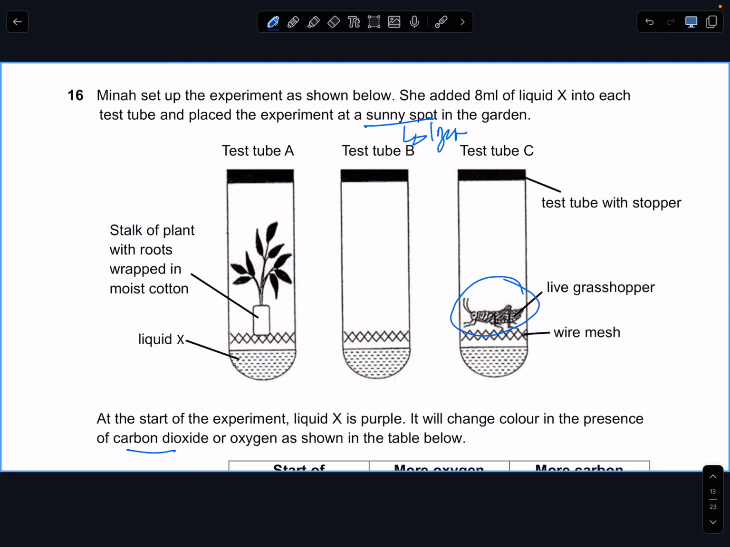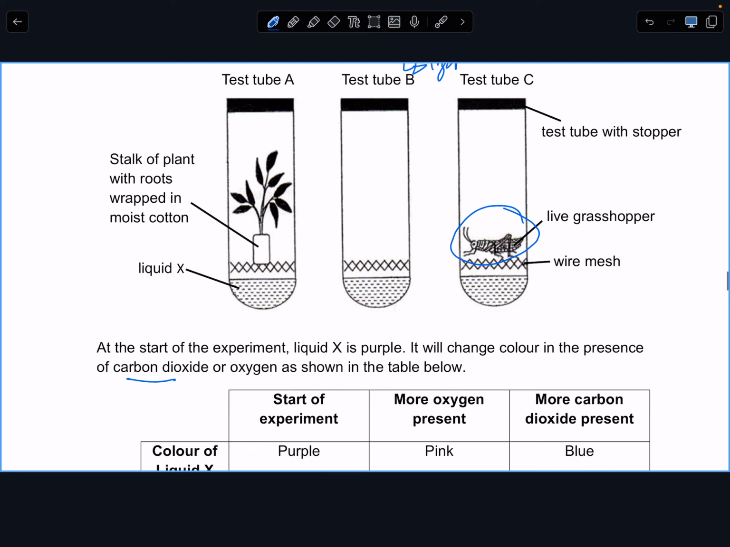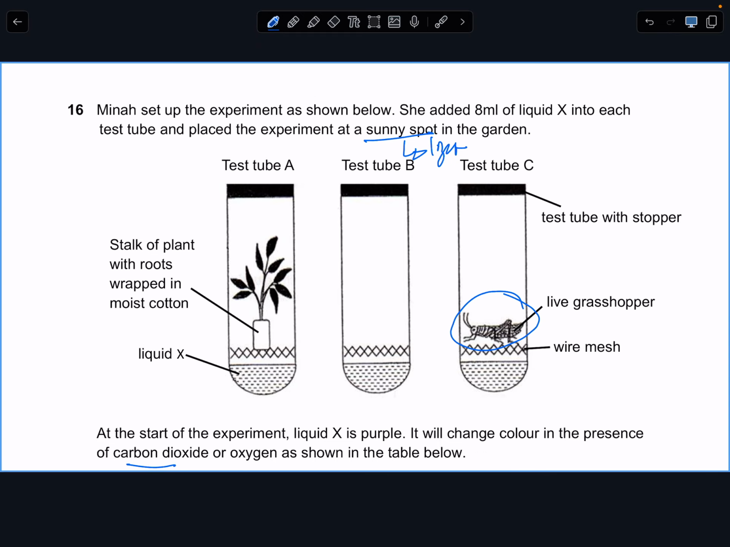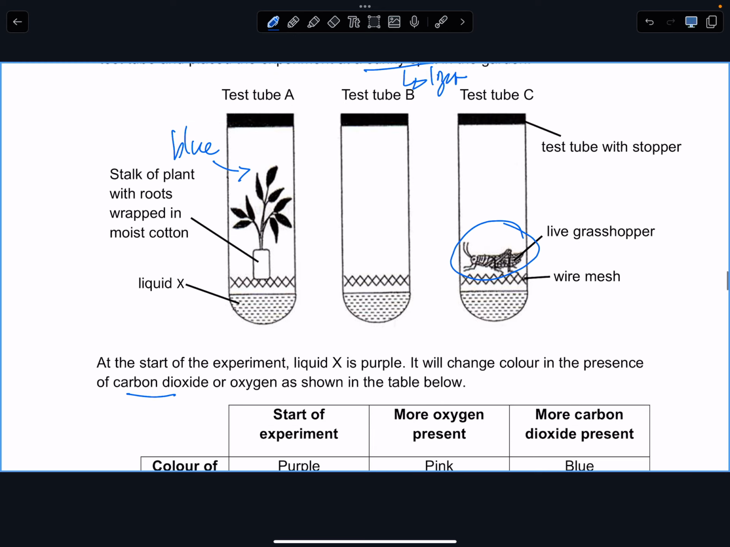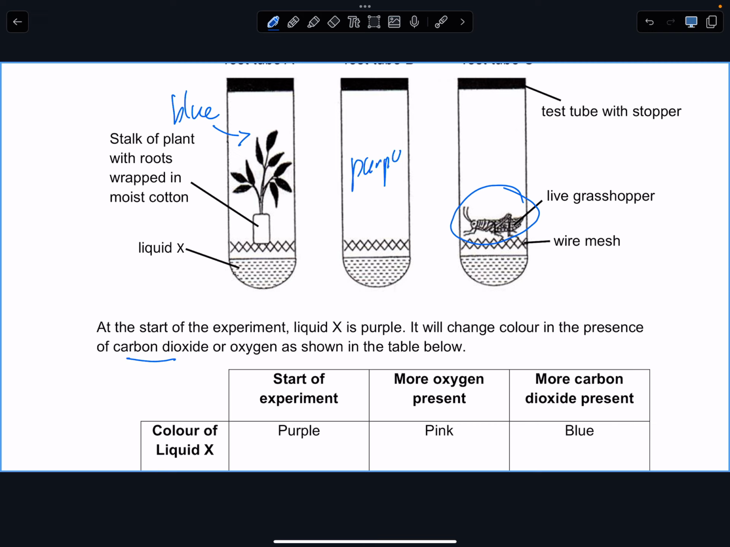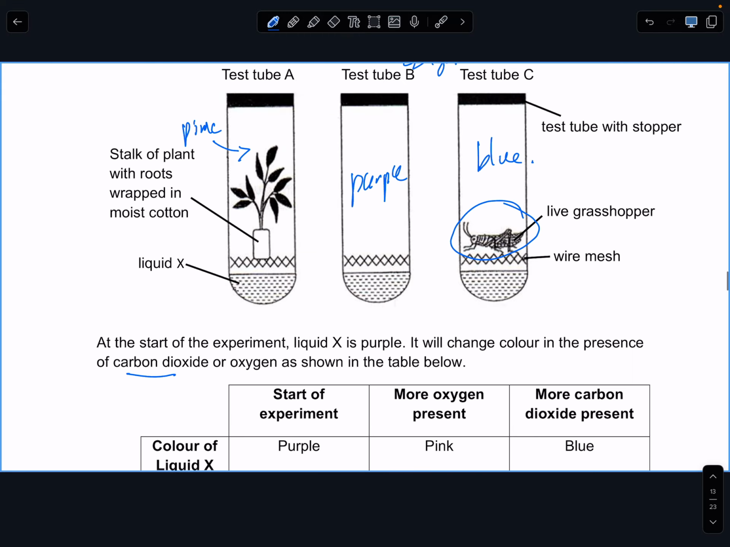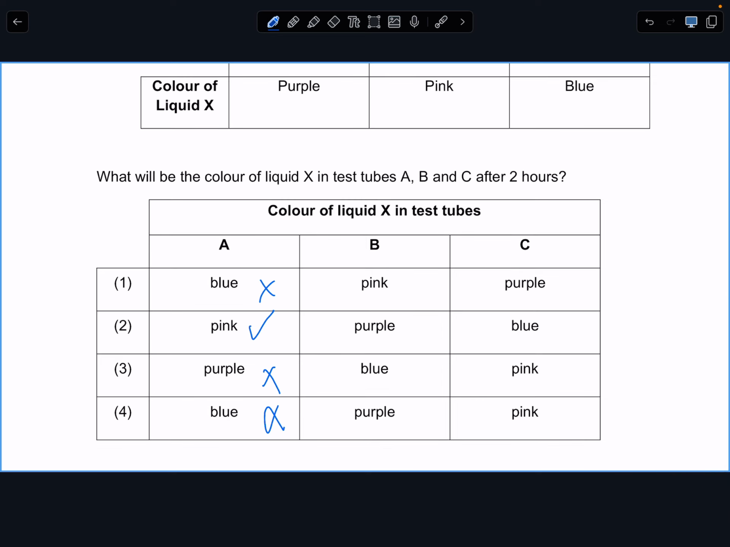So this one has light. Got water, got light. It can carry out photosynthesis. So in this case, my carbon dioxide will decrease. This one, nothing will happen, so probably stay purple, no change. This one carries out respiration only, so therefore more carbon dioxide, so this should be blue. I made a mistake. The one with the plant should be pink. More oxygen present. Why? Because when you photosynthesize, you produce oxygen and you take in carbon dioxide. So then your answer would be A is pink. So anything else is all wrong. So check out: B is purple, C is blue. So answer 2. Very straightforward.